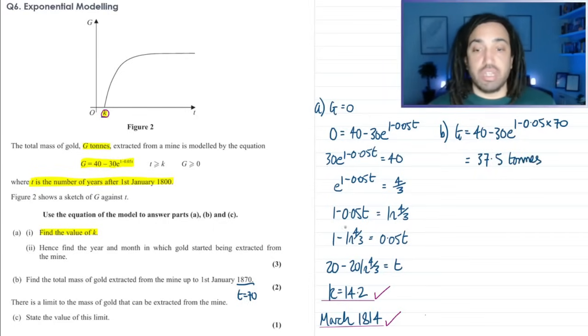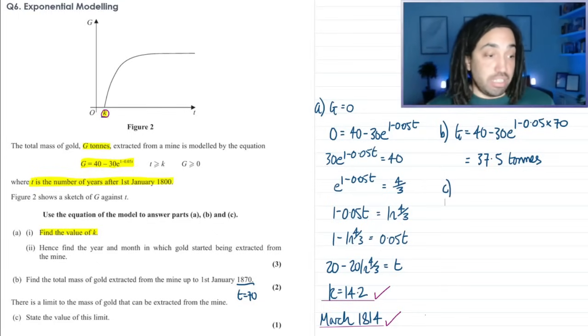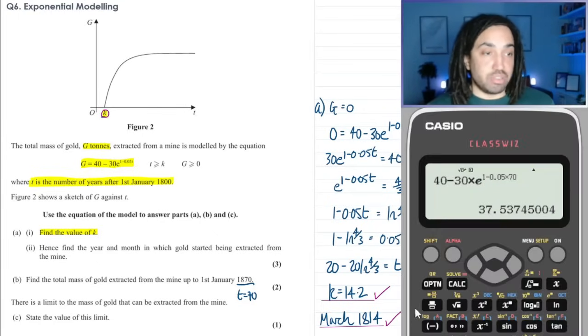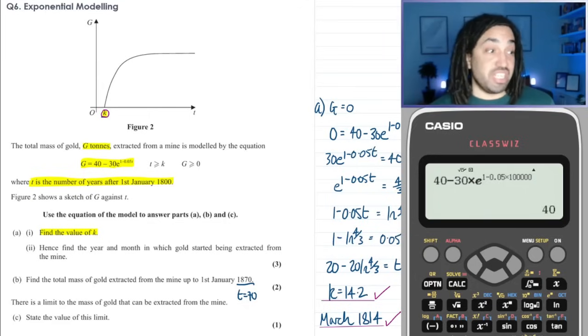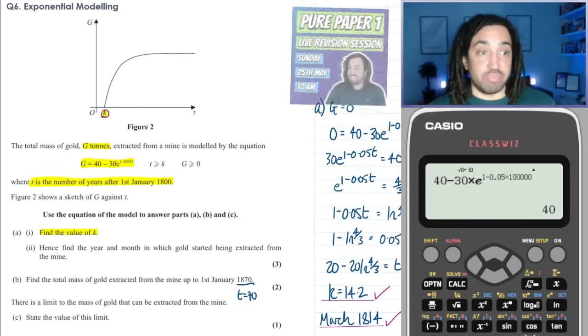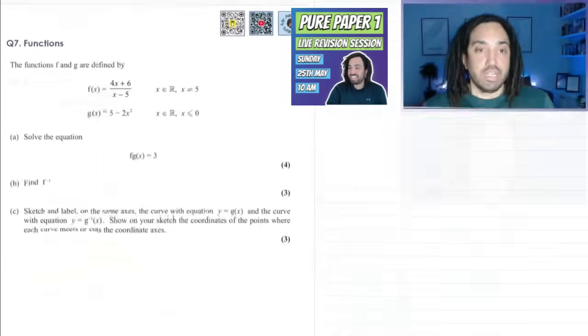tons. And then part C, it says there's a limit to the mass of gold that can be extracted from the mine. State the limit. So the limit will be when T tends to a very large number. So we can put in a huge number here and see what happens. 40. There we go. It just says state it. We don't need to show why it is the case. It just says state the value of this limit. So the answer is 40 tons. Job done.